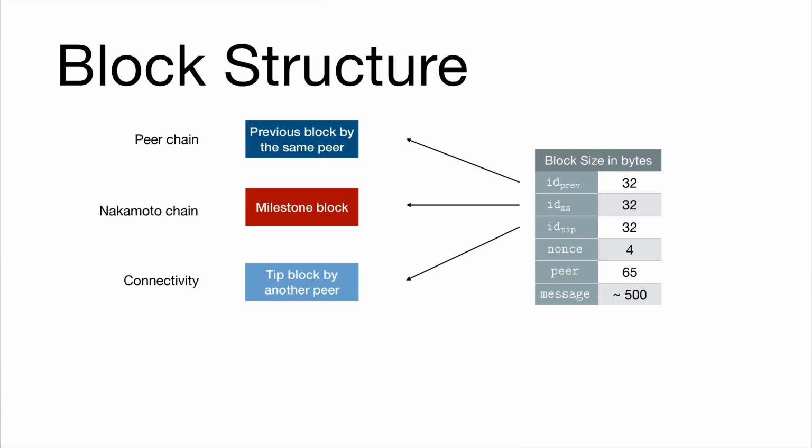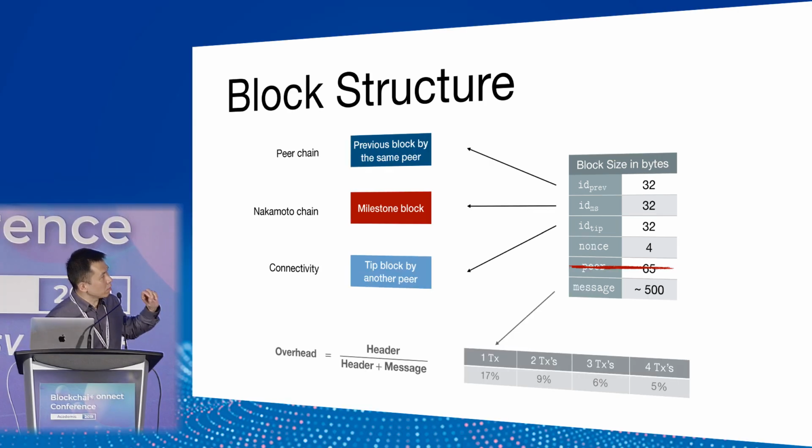This will help us embed the Nakamoto chain in the DAG. The last pointer needs to point to one of the regular blocks made by another peer. This will enhance the connectivity, thus reducing the latency. There's something called overhead.